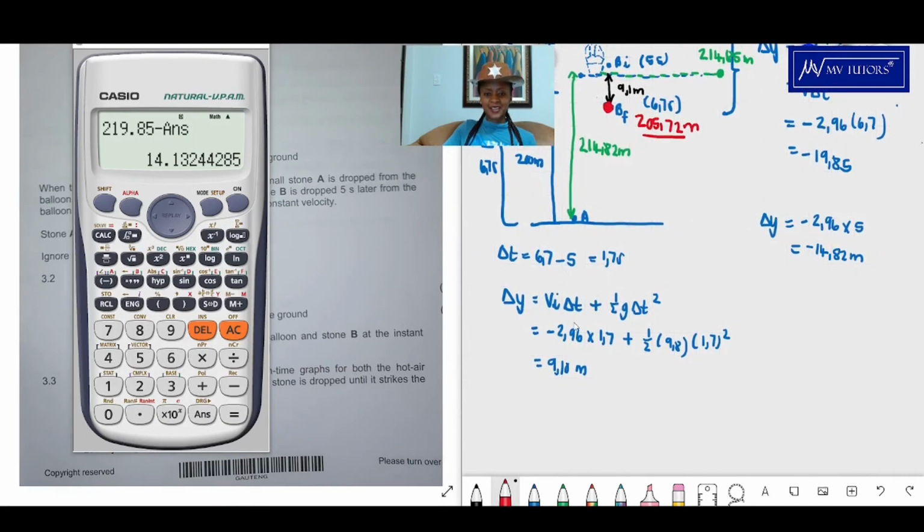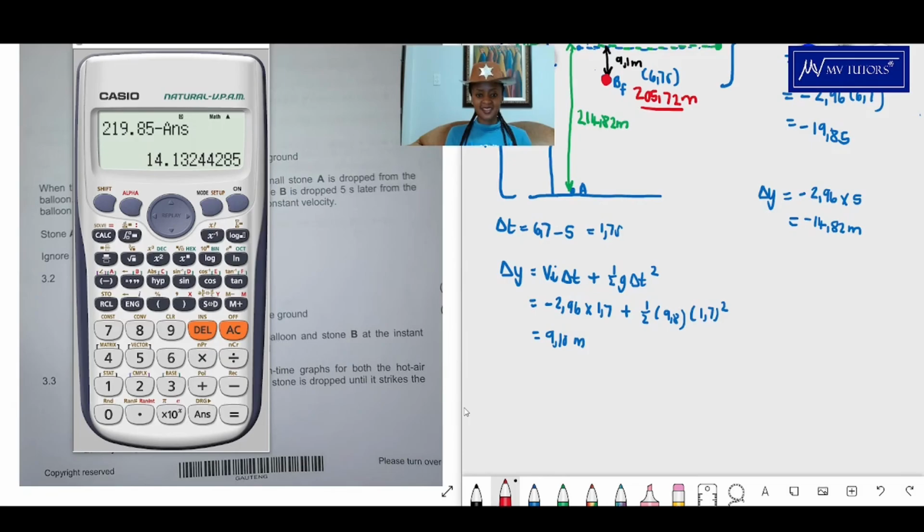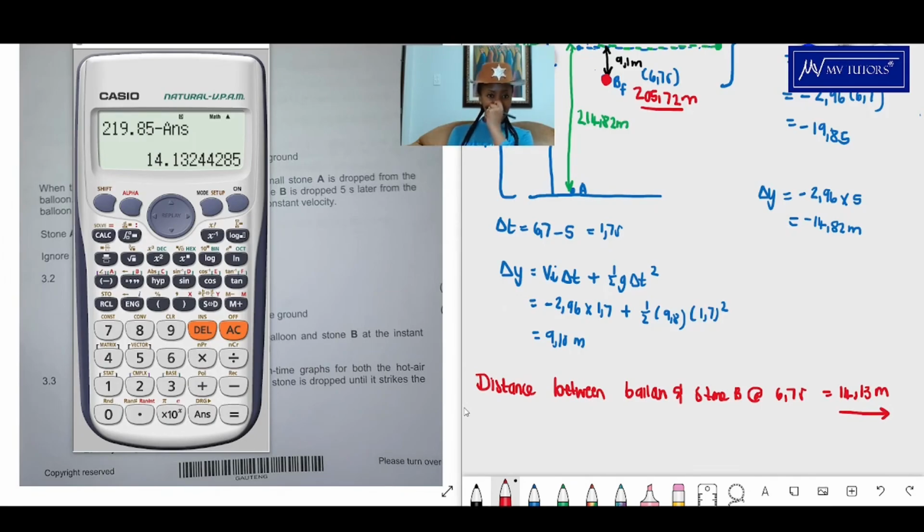So at the end of it all, the distance between the hot air balloon and stone B at 6,7 seconds, well, that's basically 14,13 meters. Sorry for the background noise, someone is calling me. Okay, so yeah, we have answered that question.